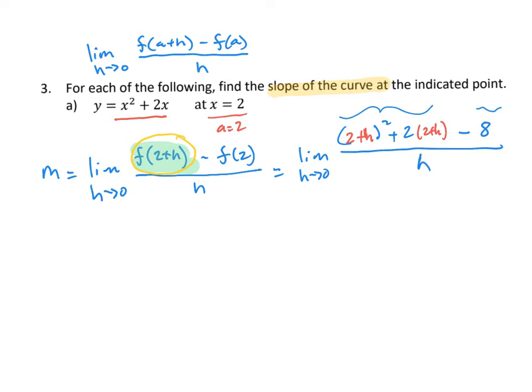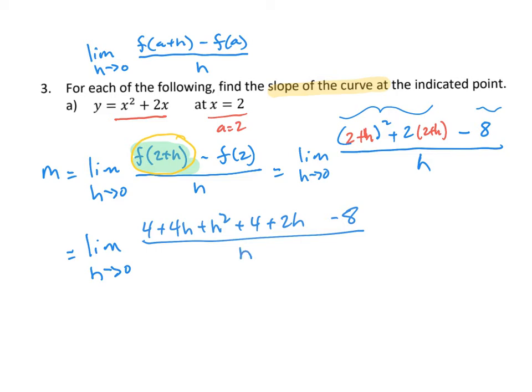Now you have to carefully multiply this stuff out so we can evaluate the limit algebraically. So there's still a lot of work to do. 2 plus h quantity squared is 4 plus 4h plus h squared. And then we have to distribute the 2, so that's plus 4 plus 2h, and then don't forget there's a minus 8 on the end over h.